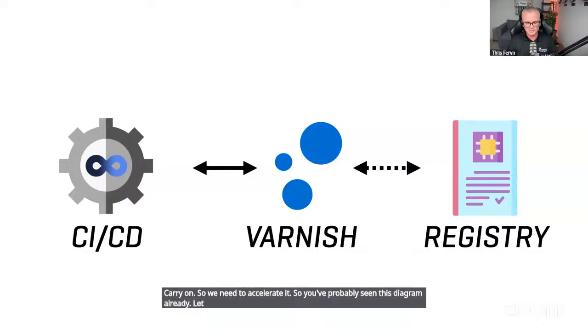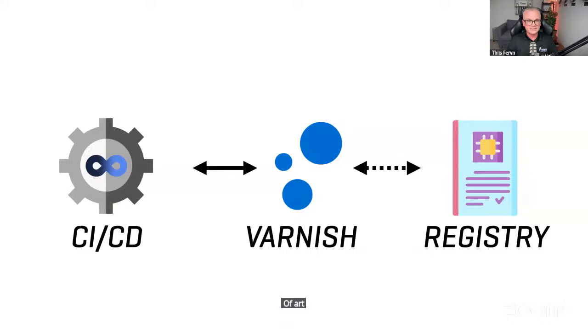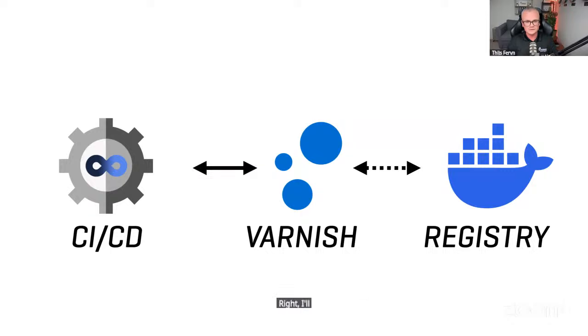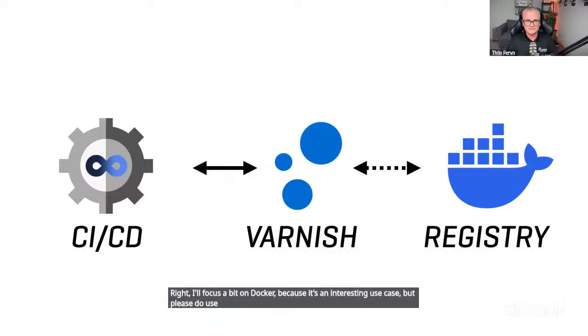Let's make it a lot more practical and choose one specific type of artifacts that really lends itself to caching and that a lot of people use. So instead of using this abstract registry, let's make it a Docker registry. I'll focus a bit on Docker because it's an interesting use case, but please do use your imagination. There are different types of artifacts that you may need in your organization that are not Docker. But let's start with Docker.